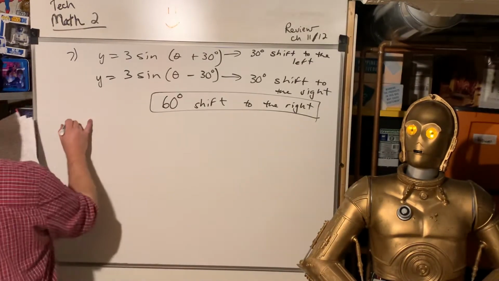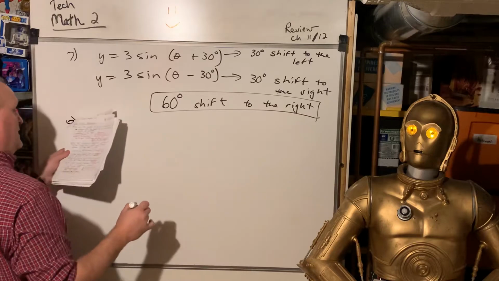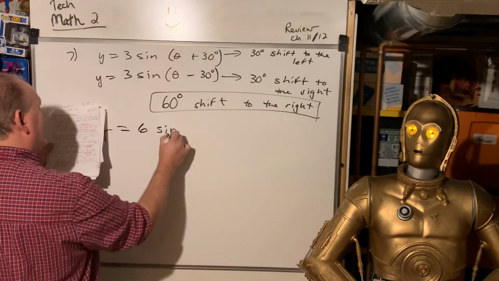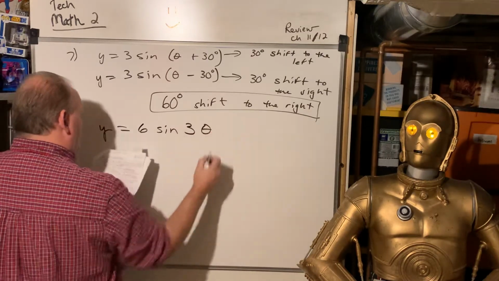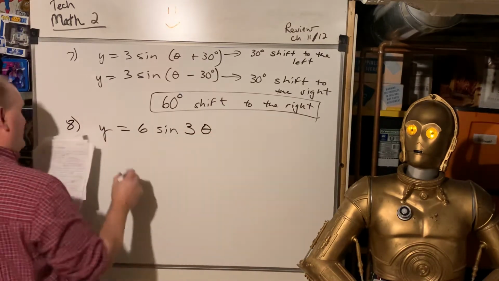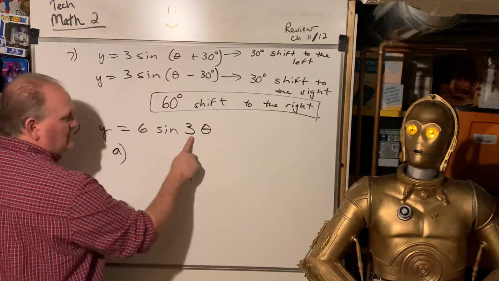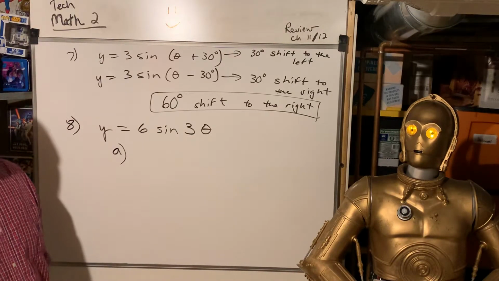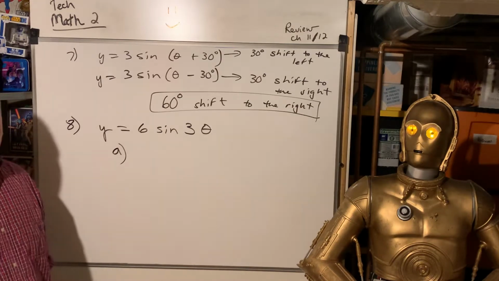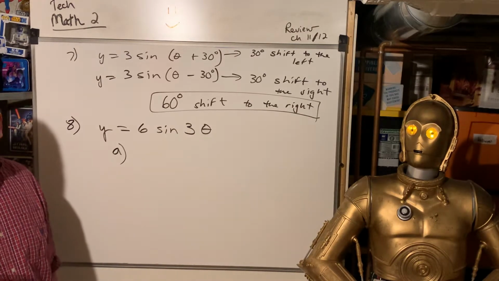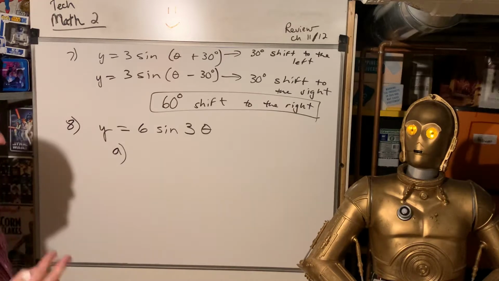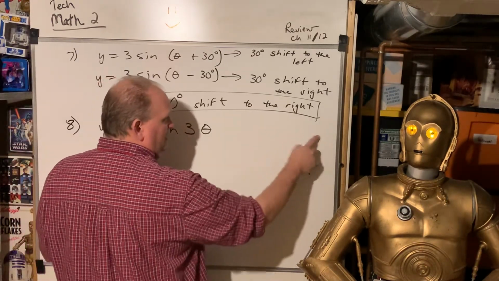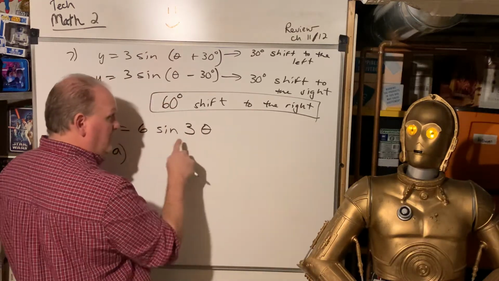Let's take a look at number 8 for the harmonic equation. So they give you this equation, y equals 6 sine of 3 theta. All right, so how many basic cycles are there? This 3 means there's sort of 3 for the price of 1. A normal sine wave goes from 0 to 360, and that's 1 cycle. That's the norm. This one, there's 3 of them in the space that normally there's 1. So kind of 3 for the price of 1.